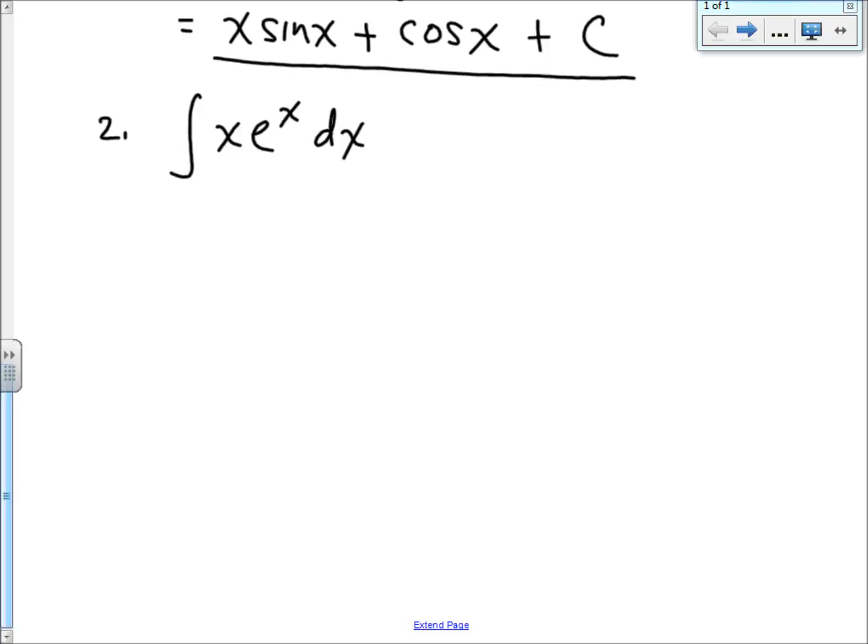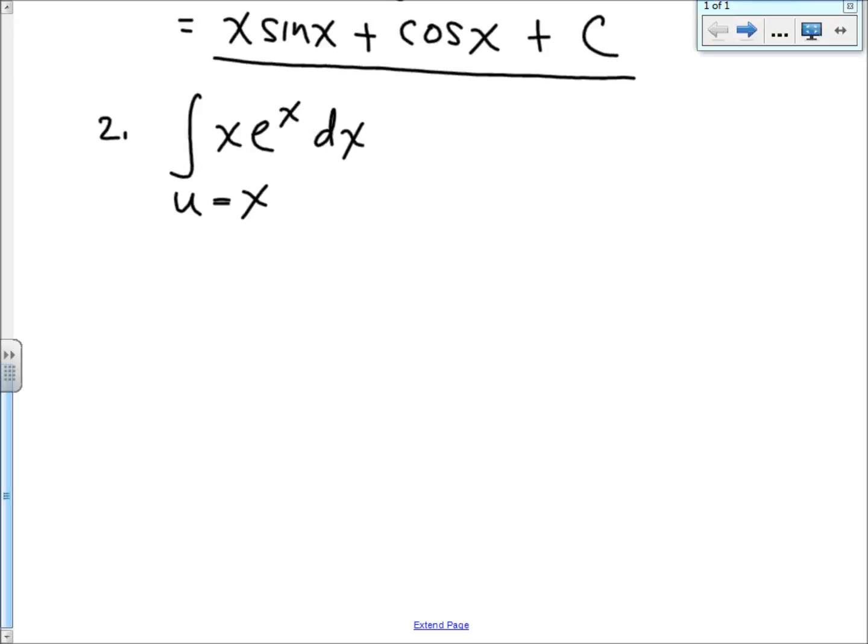Now, I haven't told you what to make u, what's a good choice of u, but it turns out that if you can choose the x, or if it was x squared or x cubed, remember, you're always trying to drop the power down a little bit. But again, I'm going to take u to equal x.